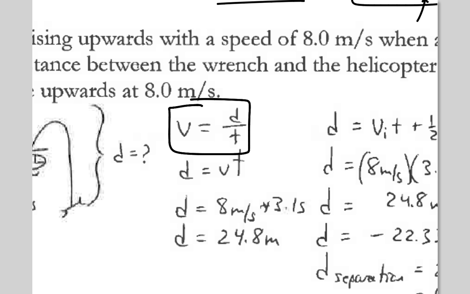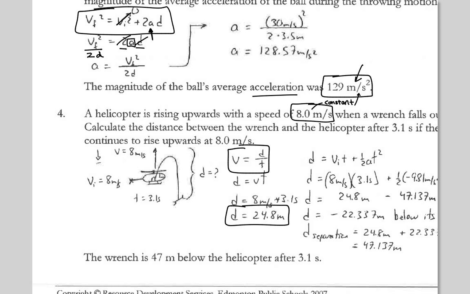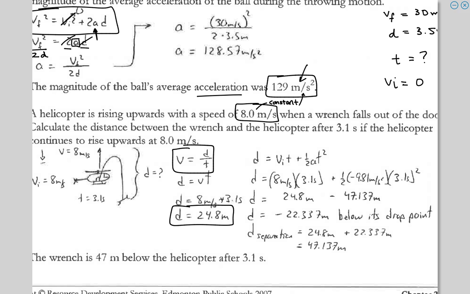Because this is constant. So put a little note on there. It's rising upwards with a speed of 8 meters per second. Okay. So isolating for d, d equals vt, 8 meters per second for 3.1 seconds. The helicopter has a distance traveled of 24.8 meters. Now for the wrench.